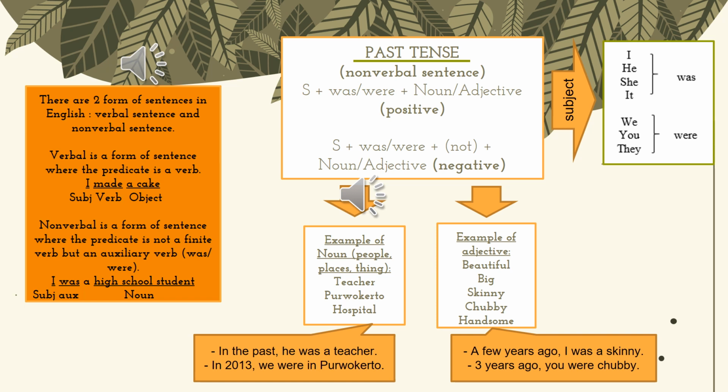Next is an example of adjective. We have beautiful, big, skinny, chubby, and handsome. On the below, we can see the example of sentence started with time expression in the past. A few years ago, I was skinny. Next one, 3 years ago, you were chubby.